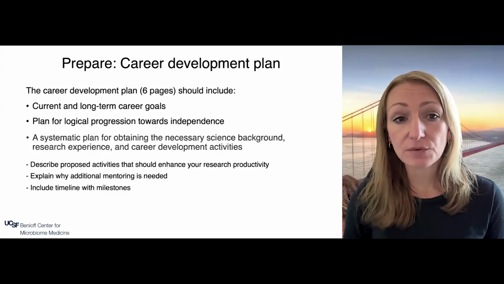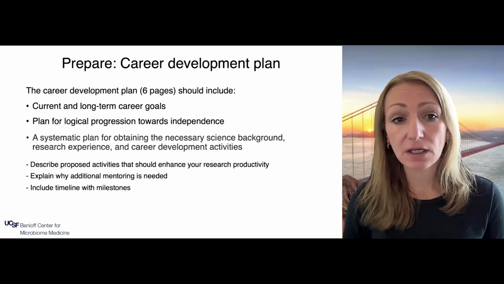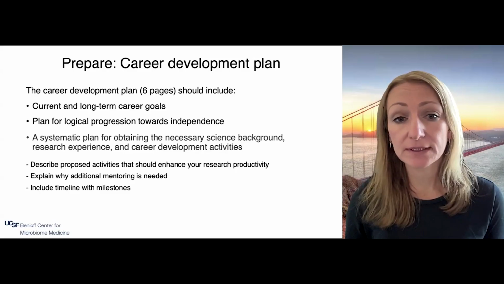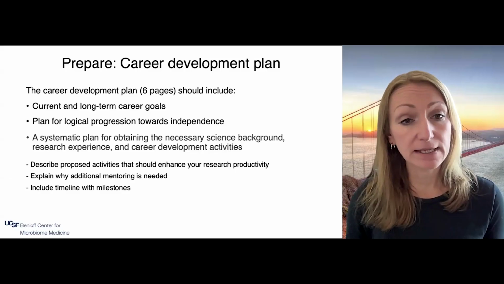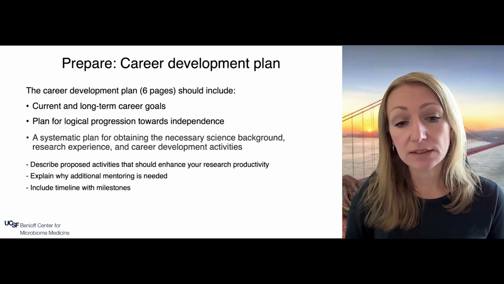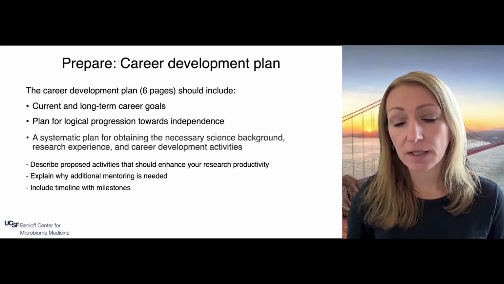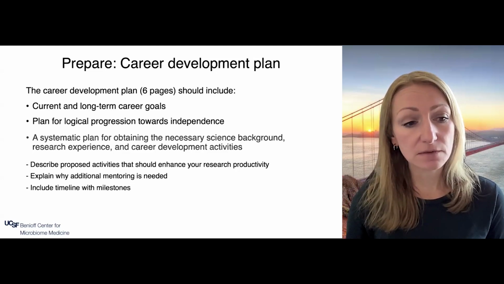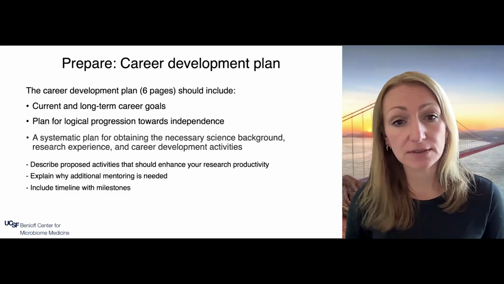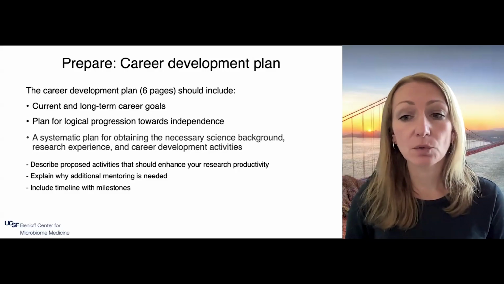And so you need to describe the proposed activities that should enhance your research productivity, and explain why additional mentoring is needed. That is very important for the K99 award, since you've presumably been in that postdoctoral position for maybe 3 years. You really need to explain what you are still missing in terms of skills, and require this specific mentoring component that will guide you towards independence.